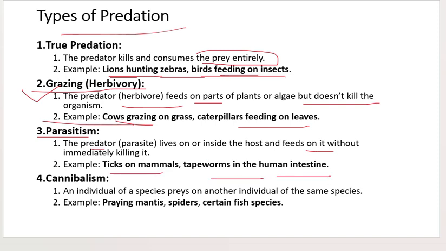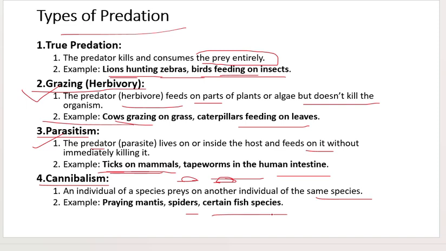The ticks stay on the mammal's body, sucking blood. So they are an example of a parasite. Okay, then the fourth one is cannibalism. An individual of a species preys on another individual of the same species. Here, prey and predator are both from the same species. One is eating another individual from the same species, just like the praying mantis, spider, certain fish species.